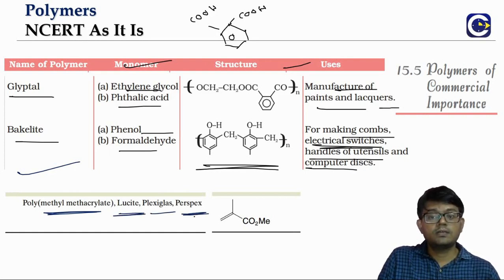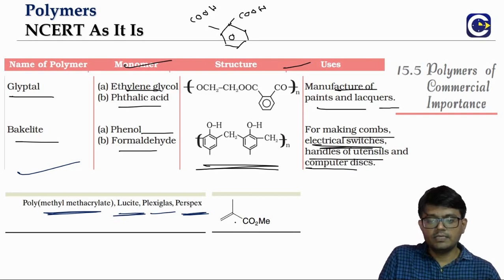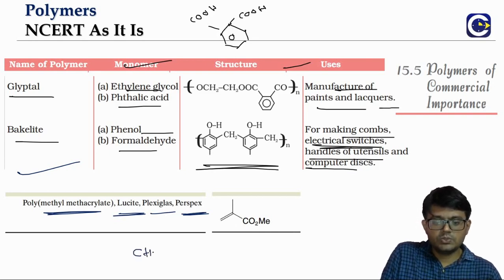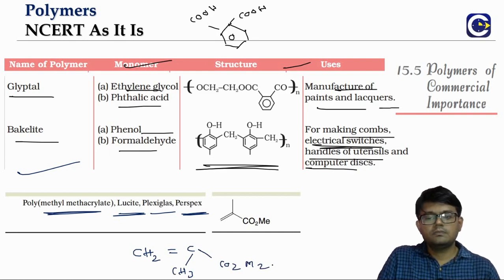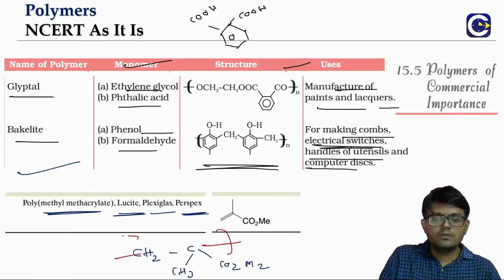You can also call it Perspex. It is a methyl methacrylate polymer, developed from that. Look at this: CH2 double bond C with a CH3 and CO2Me. Polymer means we have the unsaturation, right? Remove the unsaturation, then we will be able to form the polymer.